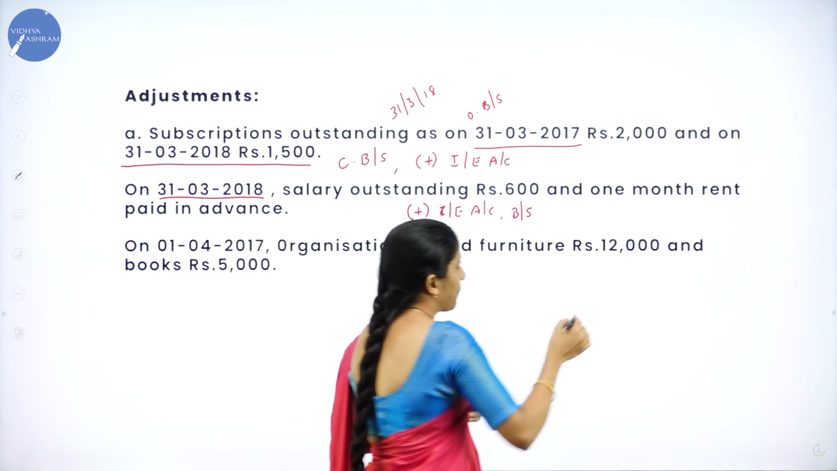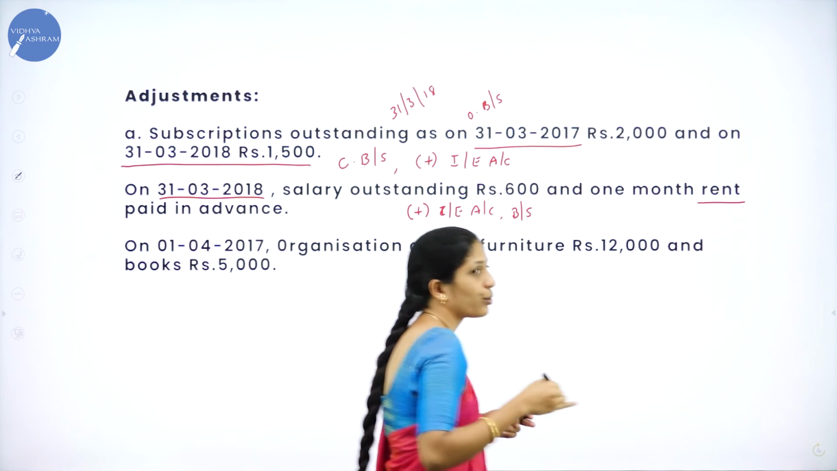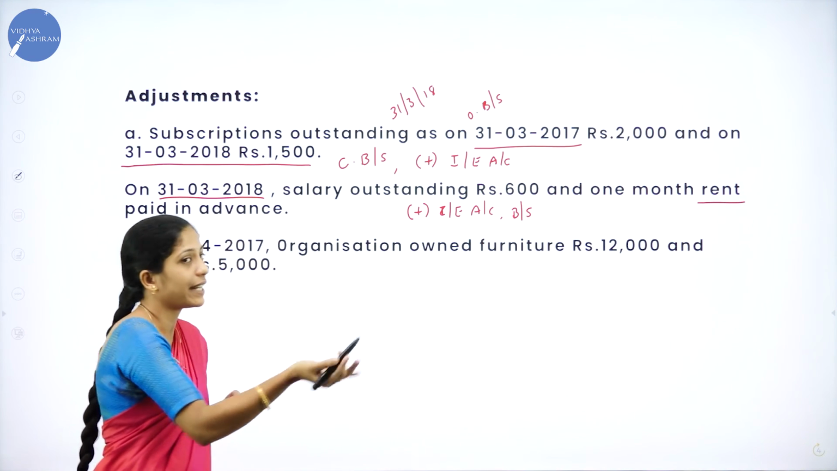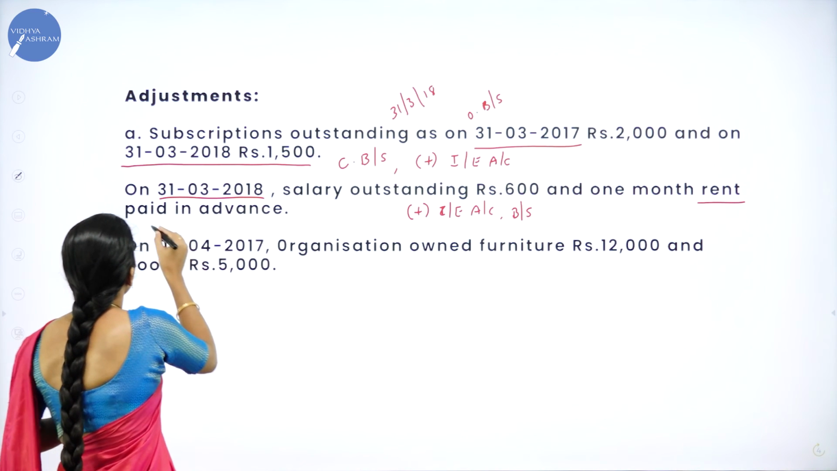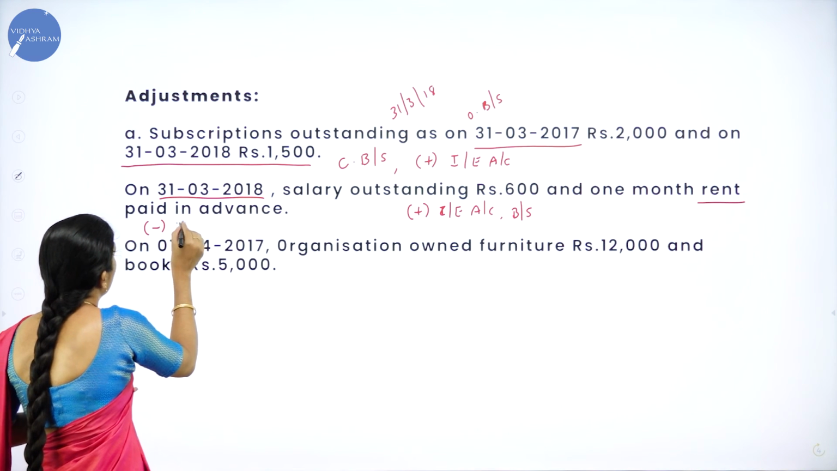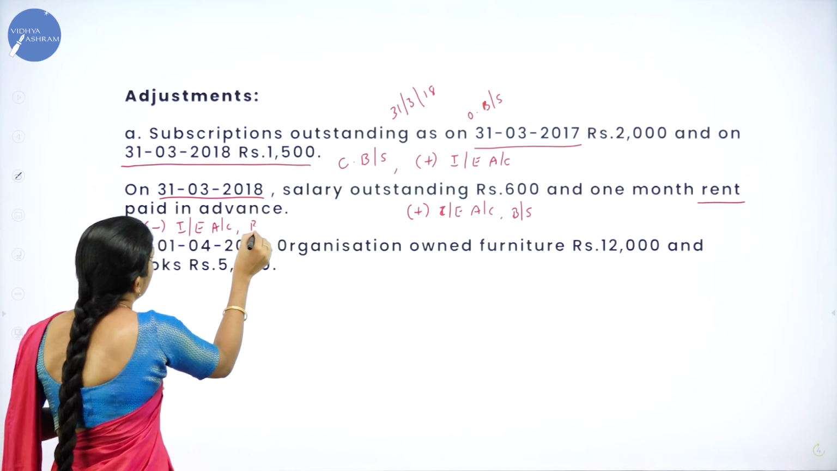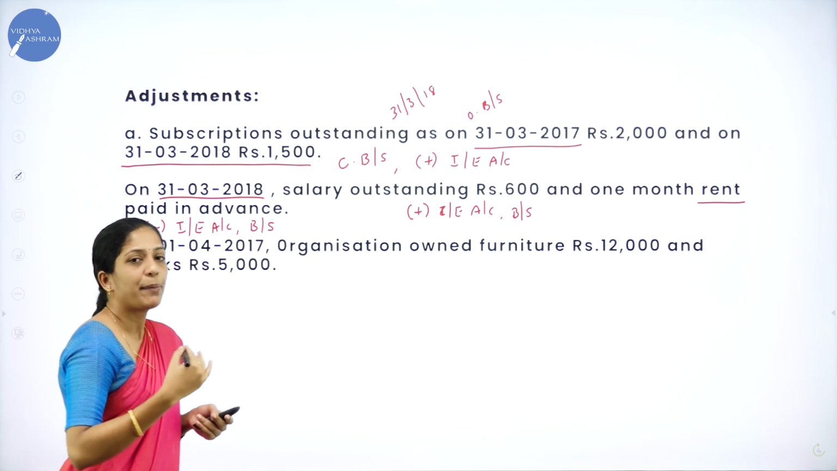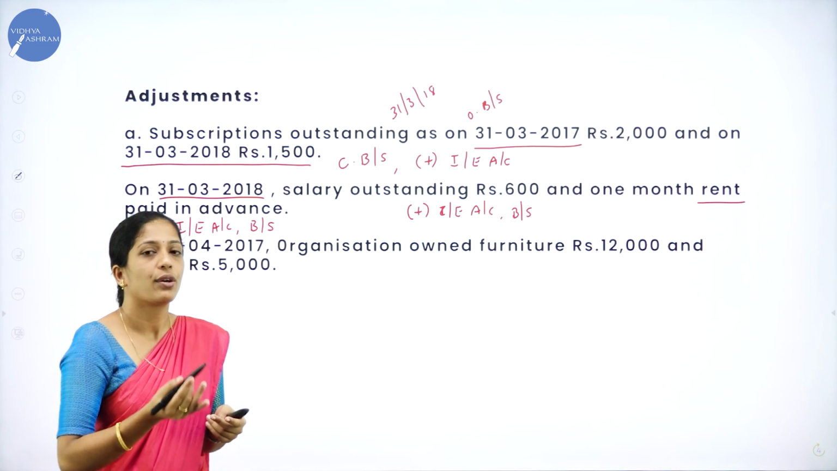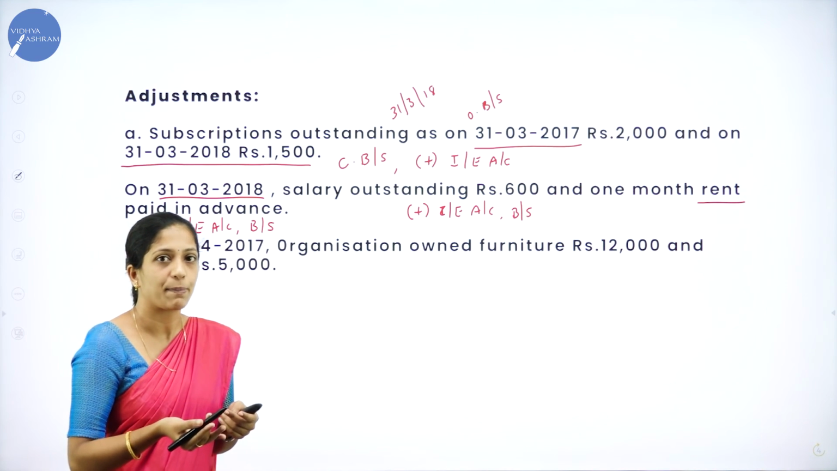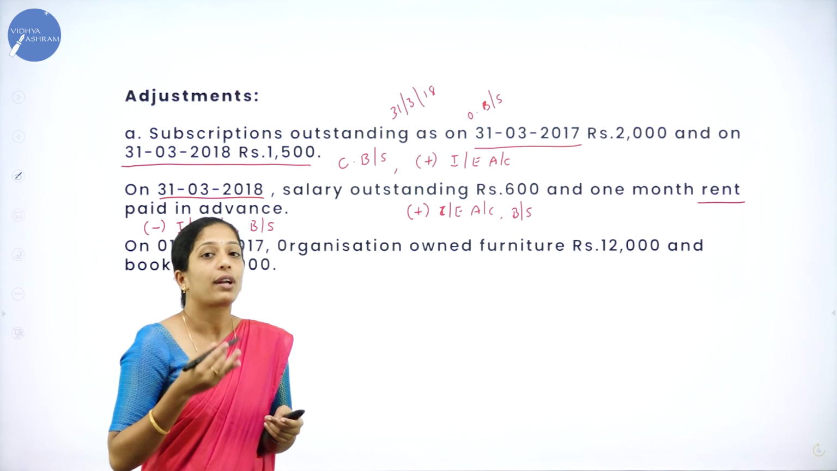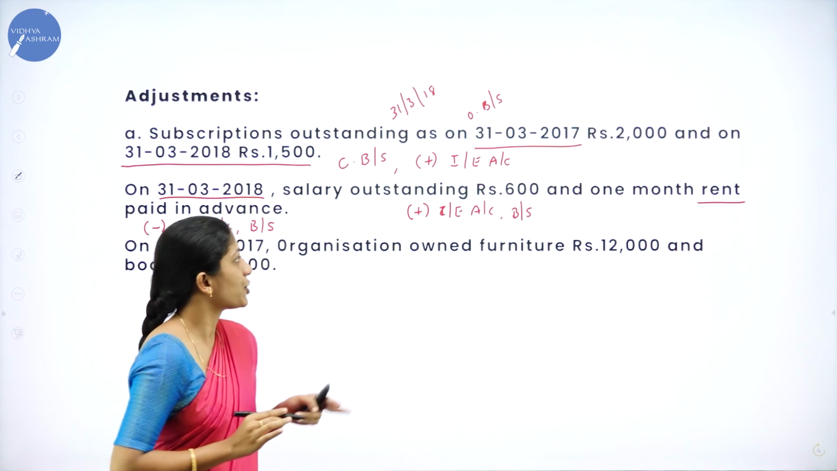Now, rent is an expense, right? So, what are we going to do? 1 month rent is paid in advance. So, we have to deduct it in the income and expenditure account, and we have to show it in the balance sheet as prepaid expenses. Where are we going to record prepaid expenses? We are going to record it on the asset side of the balance sheet.